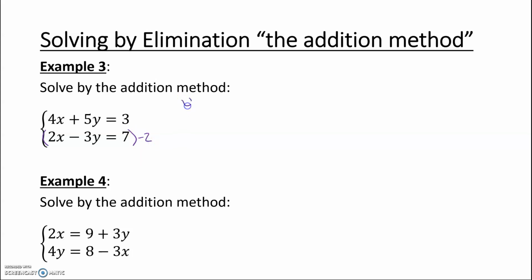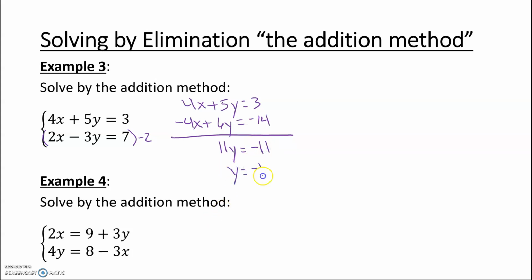So I'm going to copy the top, 4x plus 5y equals 3. And we're going to multiply the bottom. So negative 4x plus 6y equals negative 14. Make sure you multiply everything. And this is why they call it the addition method. Now we're going to add. So our x's cancel. That's what we eliminated. 5y plus 6y is 11y. And then 3 minus 14 is negative 11. So we get y equals negative 1.